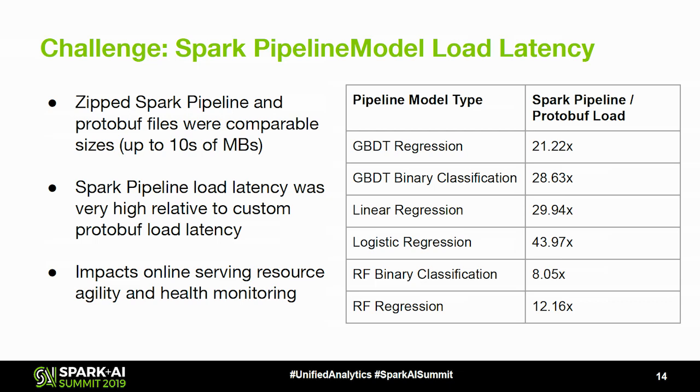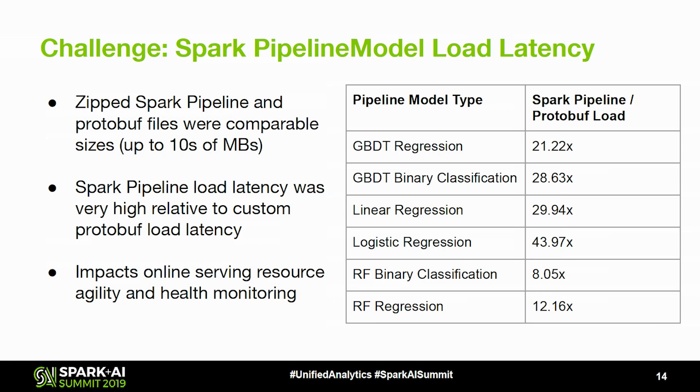So basically, we took that representation and stored it in a zip file, and we compared the loading of that representation to the loading from our custom Protobuf representation of the models for 6 models that our customers really cared about. These are 6 different kinds of models that were running in production at Uber. And what we found is that the load time indeed was quite slow with the Spark representation. Out of the box, it was anywhere from 8 to 44 times slower than our Protobuf representation. And these were for roughly comparable size files because the zipped files for the Spark pipeline were roughly comparable.